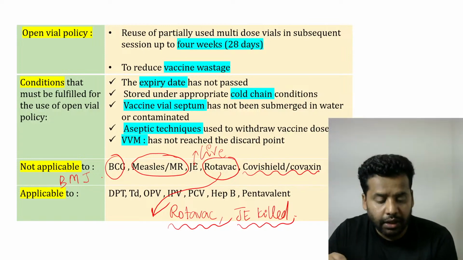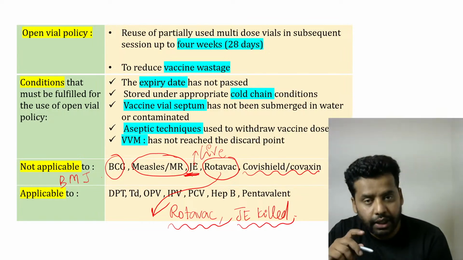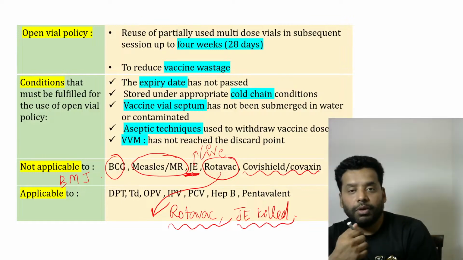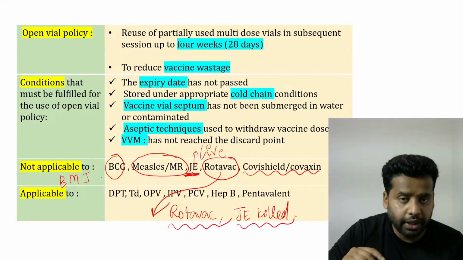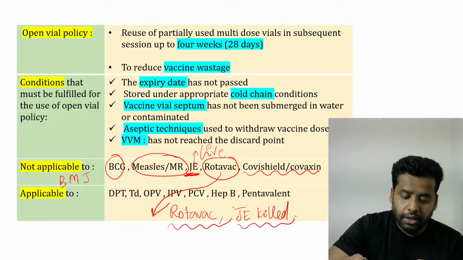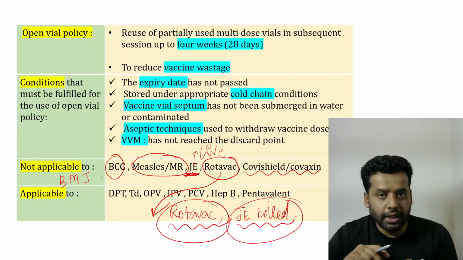British Medical Journal. J for JE Live. Keep it in mind. JE Live is diluted because there is a diluent. We are using phosphate buffer saline to dilute. For that, if it is diluted, you cannot give it in the next session. We have to use these vaccines within the same day. Now, Rotavac can be used in the next session. JE killed can be used in the next session.